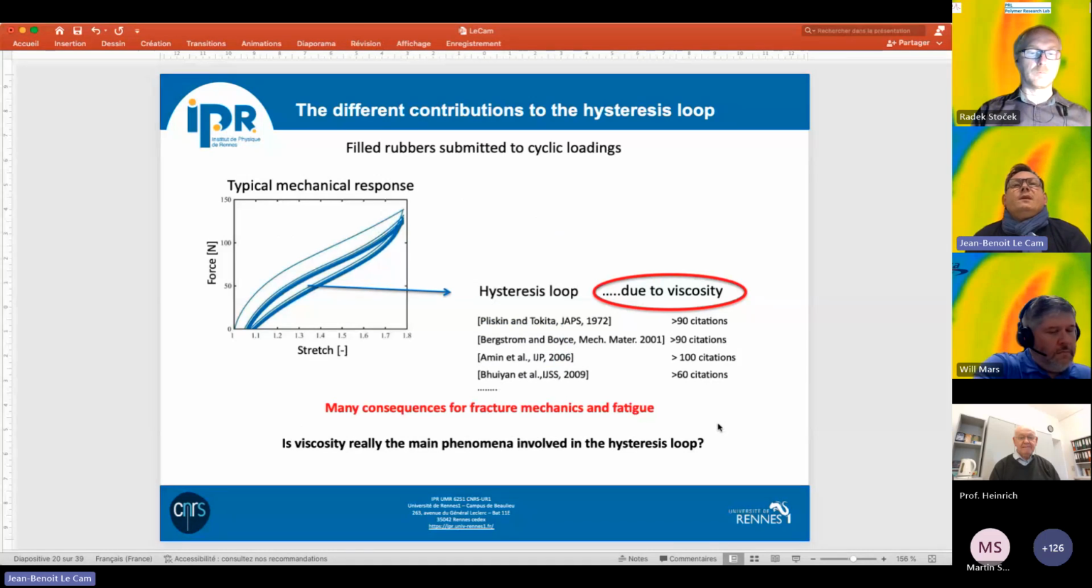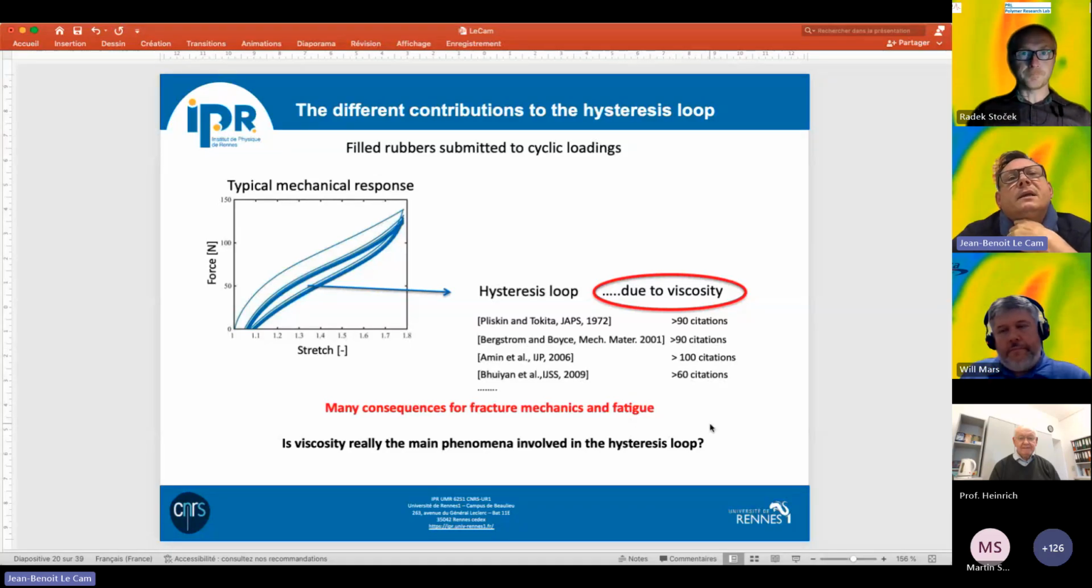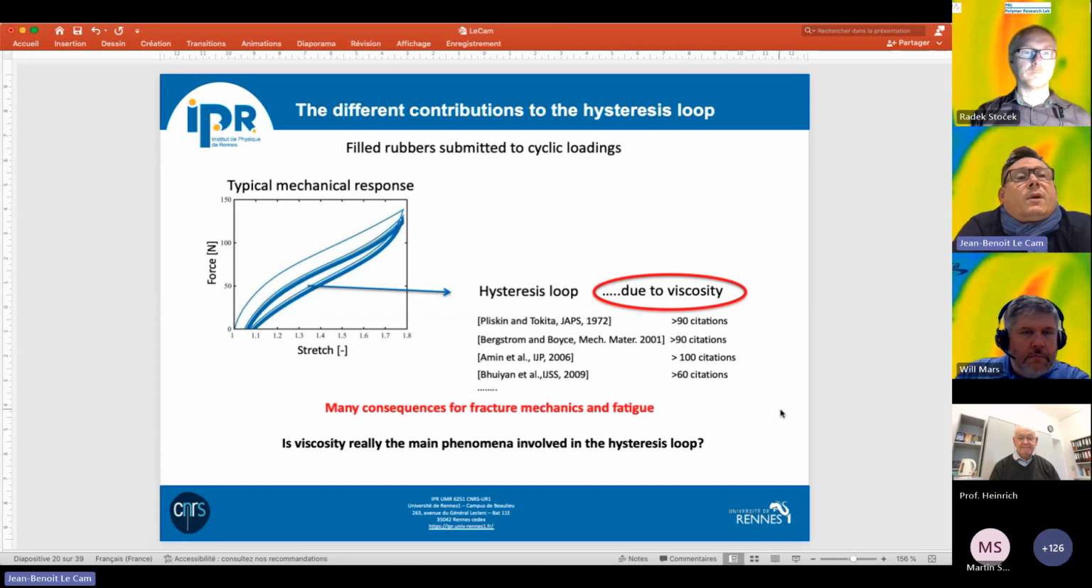Okay, so if we focus now on the hysteresis loop and the different contributions to the hysteresis loop. I recall that often the hysteresis loop is assumed to be due only to viscosity. There are a lot of papers on this topic, and this assumption has many consequences for fracture mechanics and for fatigue, of course. And the question that arises is: is viscosity really the main phenomenon involved in the hysteresis loop? In other terms, is all the energy corresponding to the hysteresis loop converted into heat?